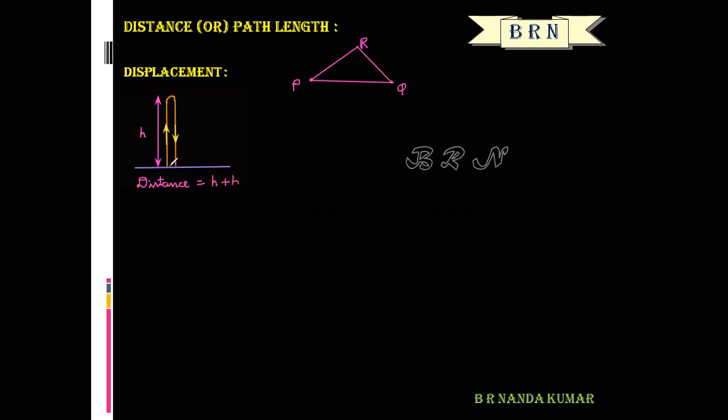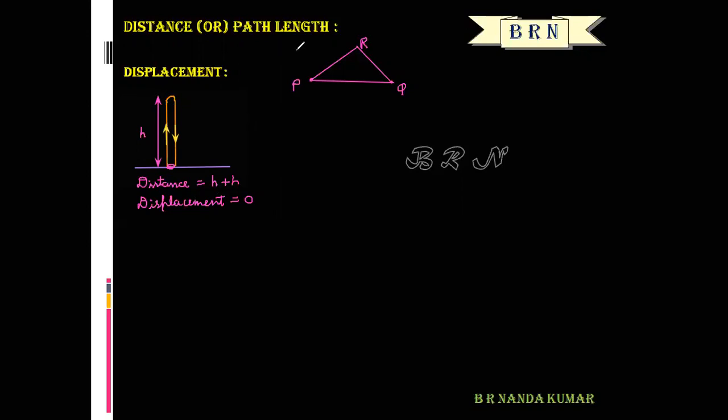What is the meaning of distance? The length of the path covered by the ball. Okay. What about the displacement? Actually, here displacement is equal to 0. So what is the meaning of displacement? Displacement is the shortest distance between the initial and final position. Actually, here the initial and final position of the ball is the same. So that is why the displacement is equal to 0.